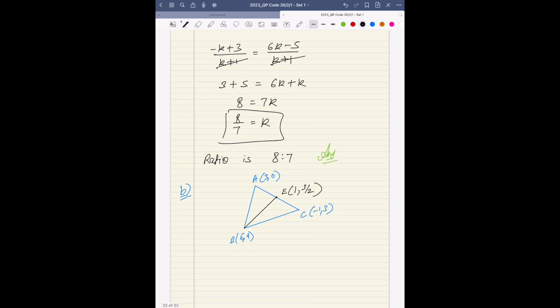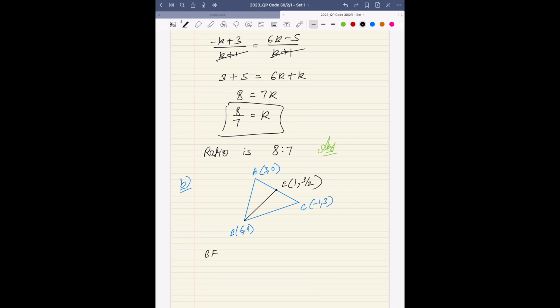Now the question becomes easy. All you need to do is apply the distance formula to find the length of the median. Same thing, x2 minus x1. Since I have taken B, this will be my x1 comma y1, and this will be my x2 comma y2. So x2 minus x1 whole square plus y2 minus y1 whole square. Simplify this. 1 minus 6 is minus 5. Minus 5 whole square is 25 plus.